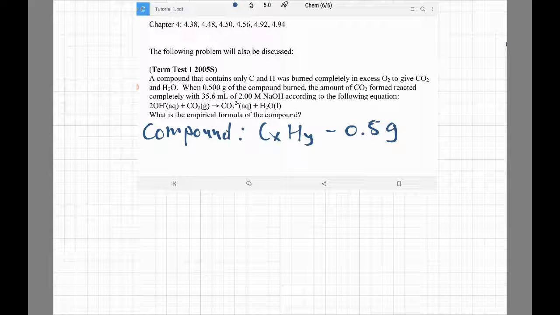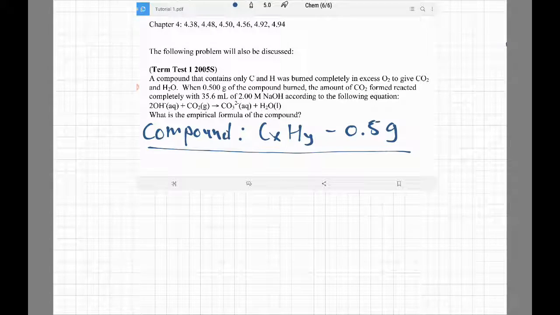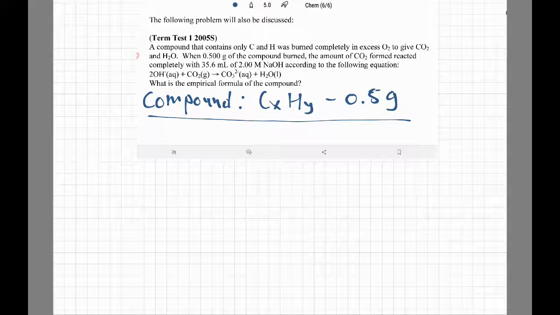So we have this compound CxHy. X just represents the number of carbon atoms and Y represents the number of hydrogen atoms that we don't know. And we have only 0.5 grams of it, right? And our objective, which is really important here, is to find the empirical formula.